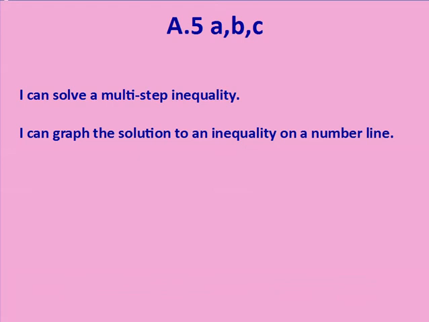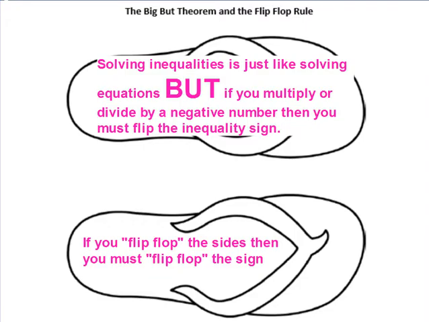This video is going to look at solving inequalities. Alright, so SOL A.5, A, B, and C. Remember, this is where we have the big but theorem and the flip-flop rule. So solving inequalities is just like solving equations, but if you multiply or divide by a negative number, then you have to flip the inequality sign.